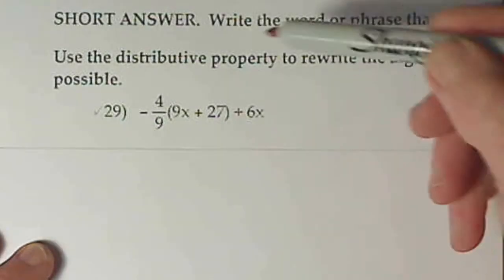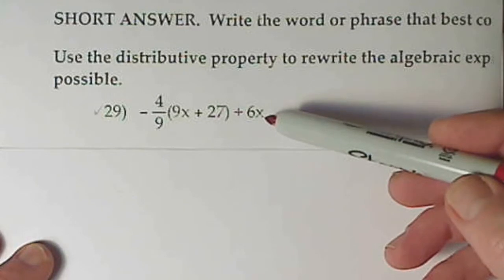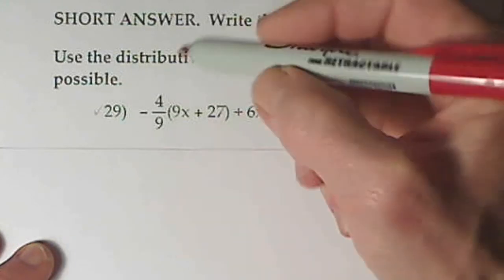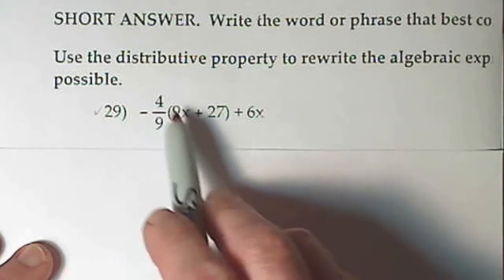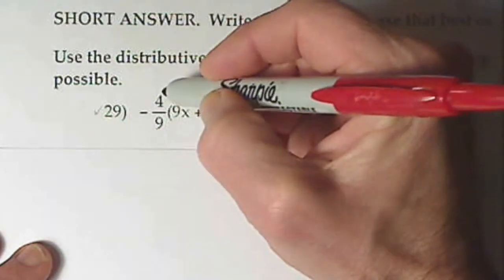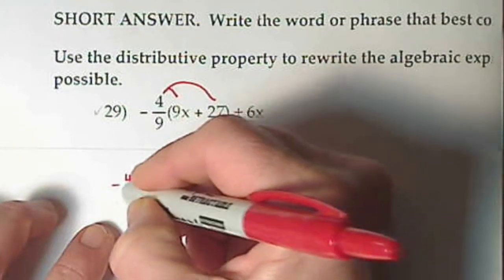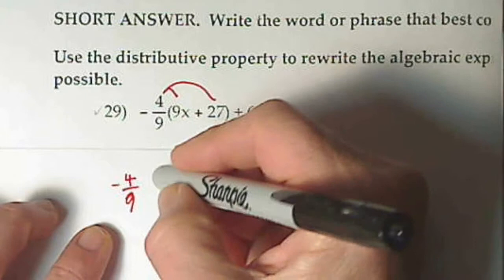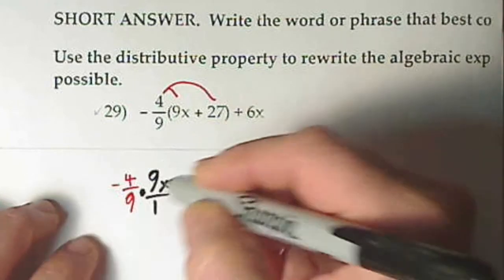For number 29, they tell us to use the distributive property to rewrite the algebraic expression in the simplest form possible. They could have just said simplify the expression, but they're being a little more explicit, saying you'll use the distributive property. If you have a term outside parentheses, it means to multiply whatever is inside parentheses. So this -4/9 has to come in and hit each term there. So that will be -4/9 times 9x. I'm going to put that 9x over 1, just so I'm looking at fractions here.